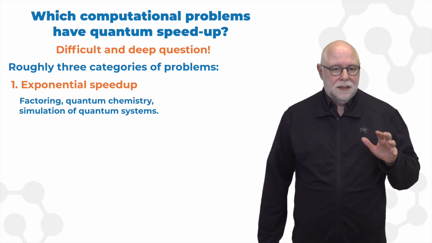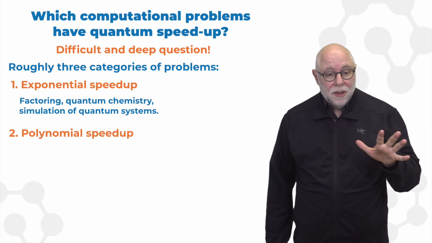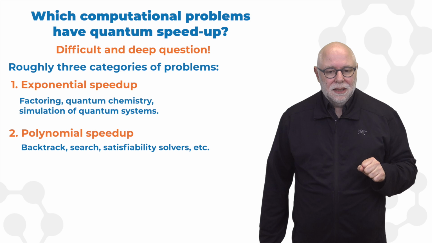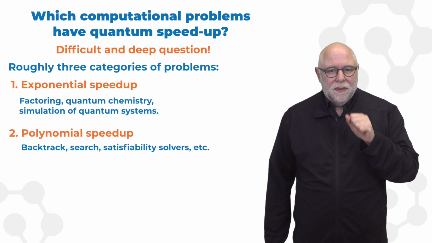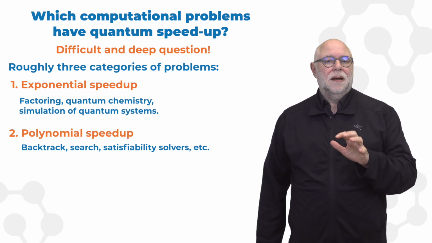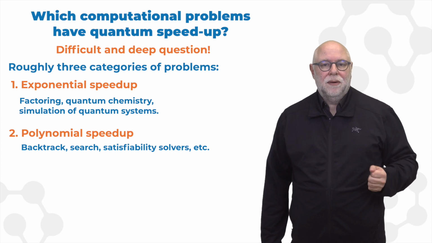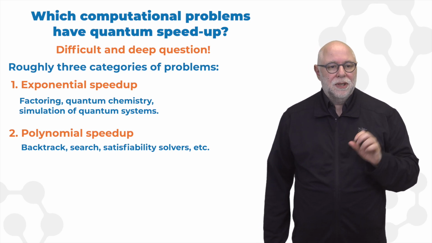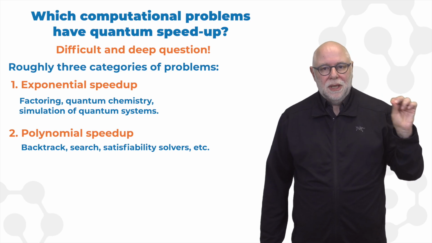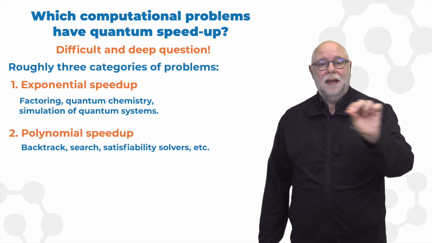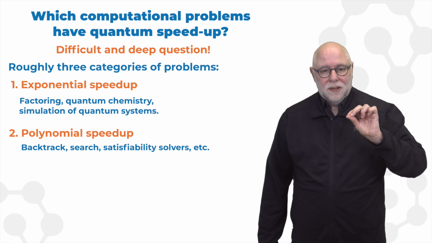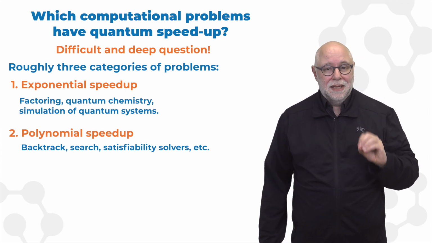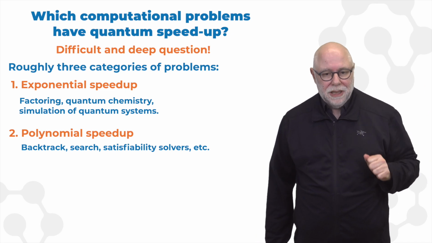Then there is a big set of problems where there is only a polynomial speedup, like backtrack search and satisfiability solvers. And for a polynomial speedup, you have to think here of Grover's algorithm. You may have heard of that, which has a quadratic speedup over the classical algorithms for searching whether an item is marked in a set of n items. You can do that in square root of n time, whereas on a classical computer you need n time.